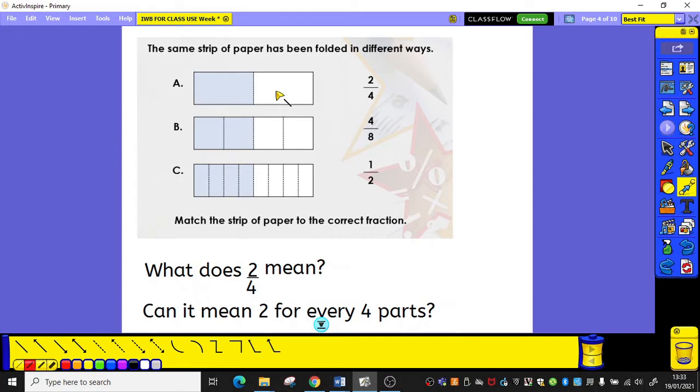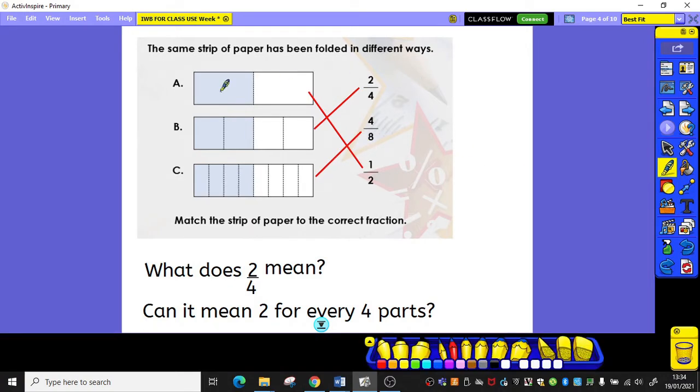So we can clearly see that A shows a half. That's a very simple fraction that we learn from very early on in our education. And also it's important to remember that it means 1 for every 2 parts. 1 in every 2. B, I can see that I've got 2 for every 4. So there are 4 parts in total and I've got 2 coloured. My answer is 2/4. And finally, I can see that I've got 4 coloured, 4 for every 8 parts. Therefore, I have got what is known as 4/8.